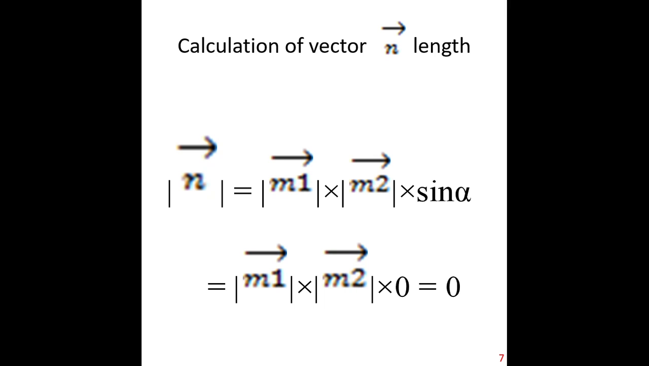Because vector n is the cross product of direction vectors m1 and m2, the length of vector n is calculated by this expression. Since sin alpha equals 0, the result is 0. Therefore, vector n is a zero vector.